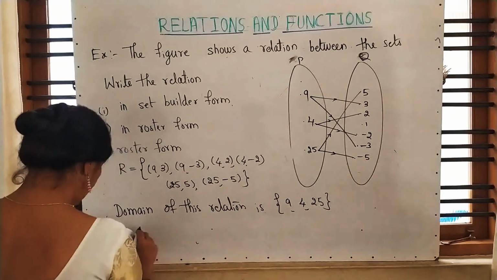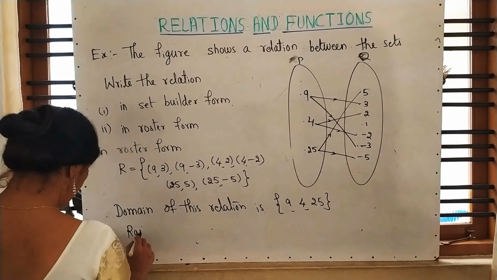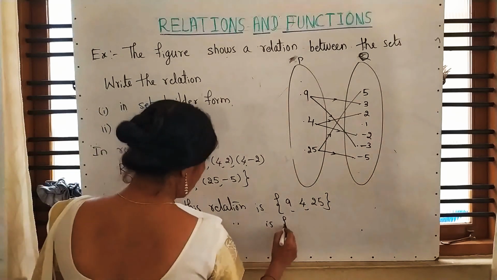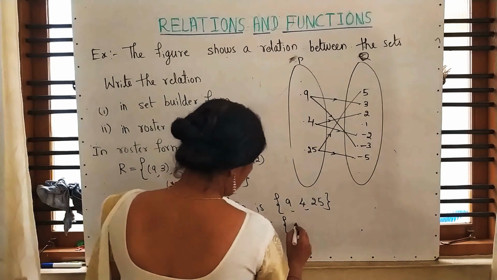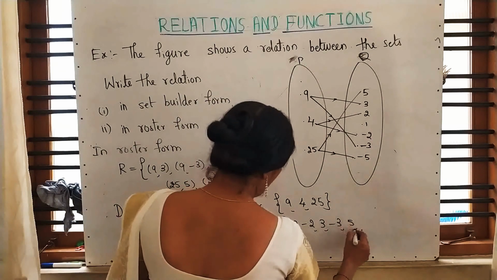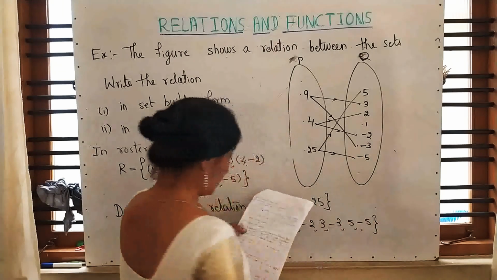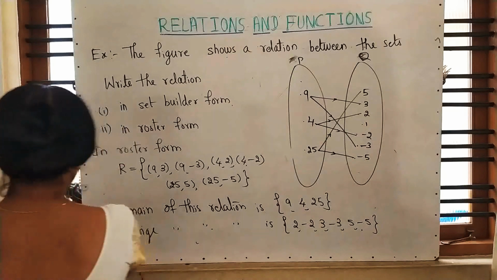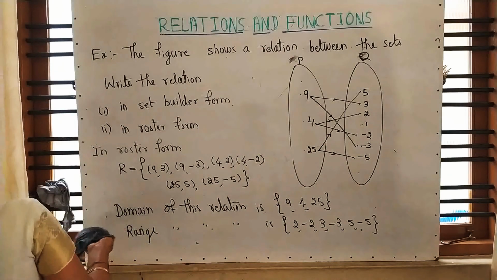Range of this relation is 2, -2, 3, -3, 5, -5. Is it very simple or what? Yes, very simple. Now I am giving you an important note here. Please mark that note.